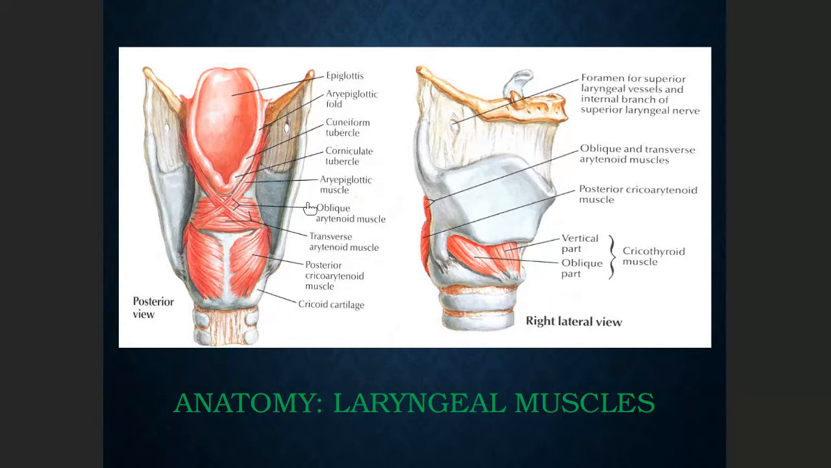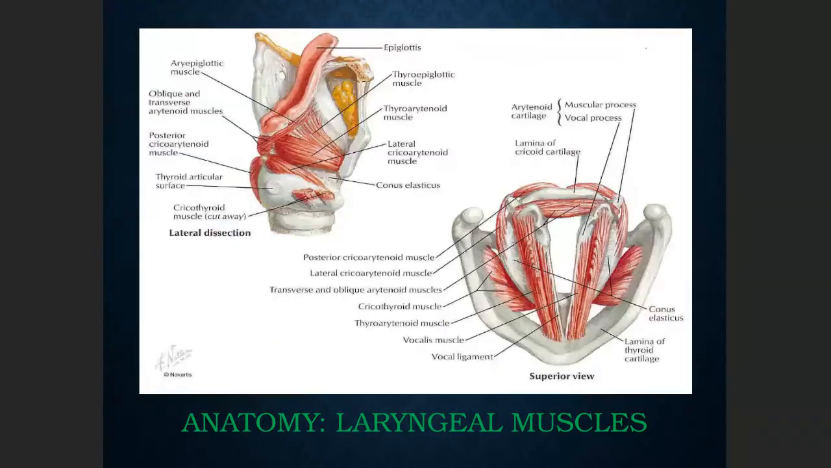The arytenoid muscle has oblique and transverse parts. I will not go into further detail on that. And here you have the cricothyroid muscle. It has two parts, a vertical part and an oblique part, leading to tension of the larynx. Here you have the posterior cricoarytenoid muscle, from the posterior. If it contracts, that means abduction, opening of the vocal cord. And here you have the lateral cricoarytenoid and other muscles. We'll not go into detail, just to understand that.